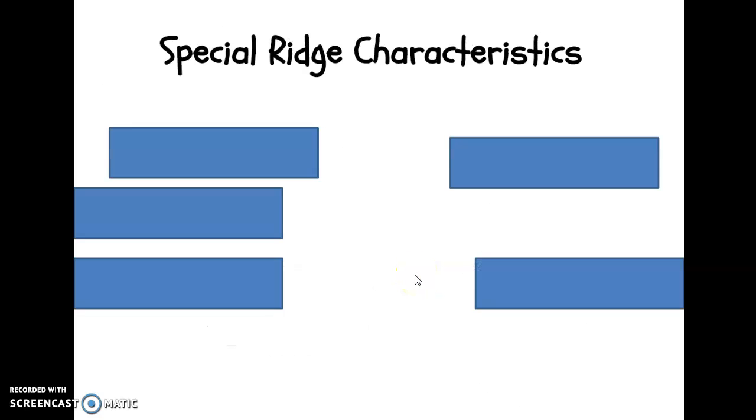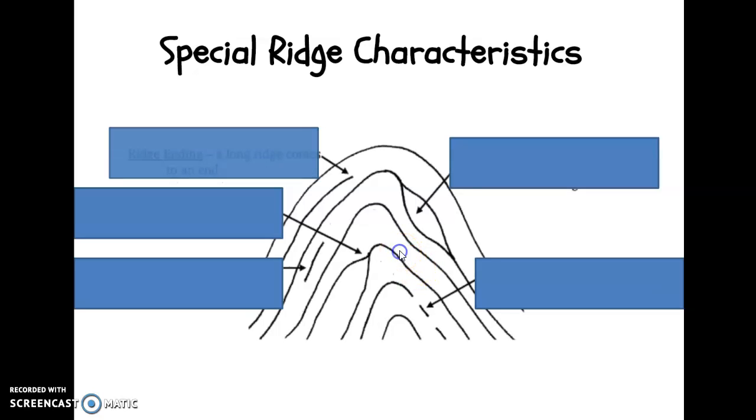After we get the main identifying characteristics, we have special characteristics that exist in every fingerprint. These are going to be found whether you have a whorl, an arch, or loops. Any of these types of fingerprints will have them as well. So they're very specific.